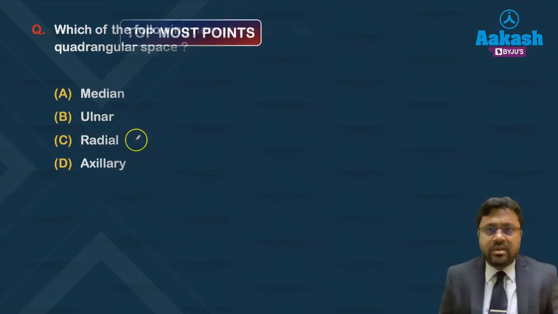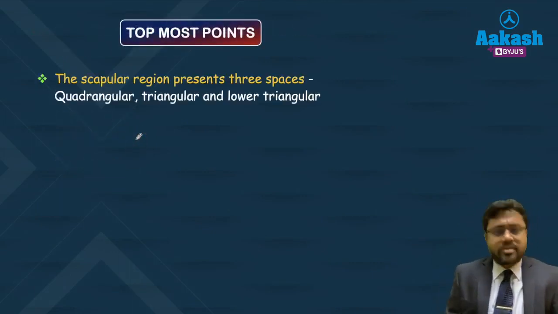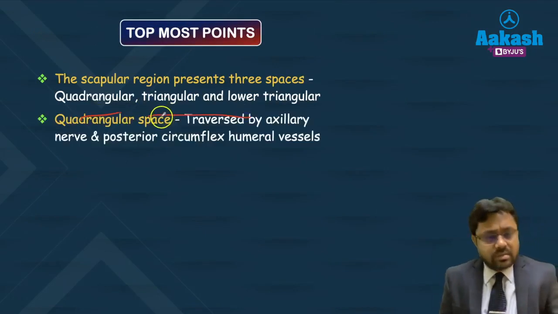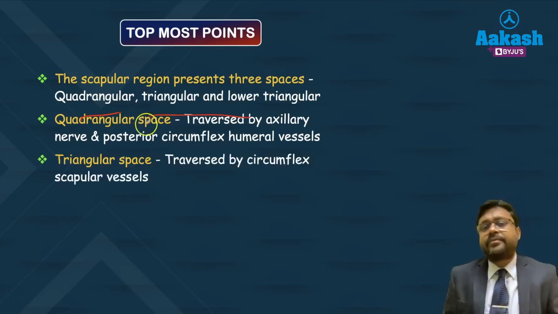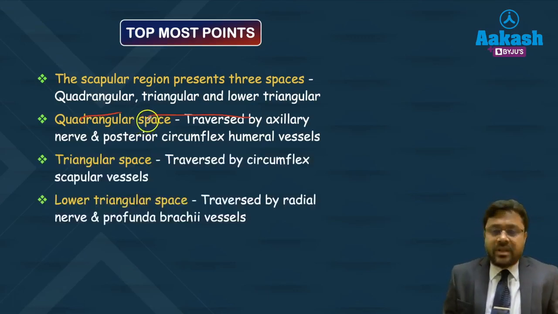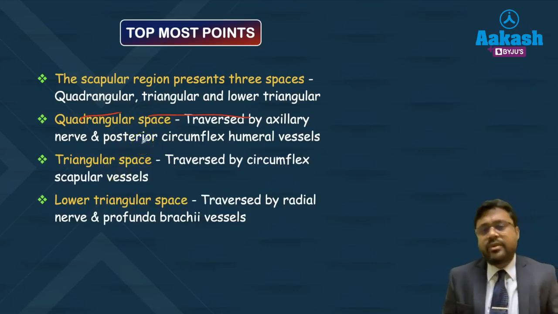Right? To sum up, as I told you, there are three zones over here: the quadrangular, triangular, and lower triangular spaces in the scapular region. The structures passing have been given once again over here, so that you recall them well. These are very important. There is a saying: the more you practice, the better it is for you. So that's the thing. The triangular and lower triangular spaces and their contents are all very important for you.